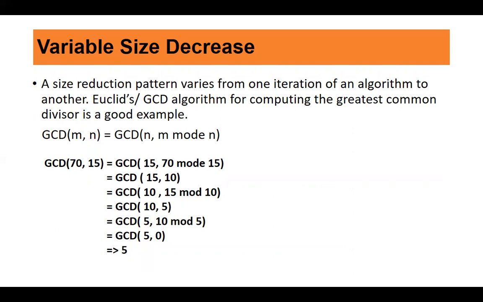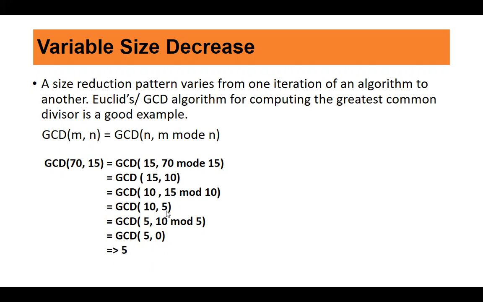Now, if you look at this, in the first iteration itself, 70 is reduced to 20. The drastic reduction, right? In the next iteration, again you have 50 and 20, right? So now again you have n, m mod n. So now n is 20, m is 50, mod n, that is 10. So now what? 50 is reduced to 10.